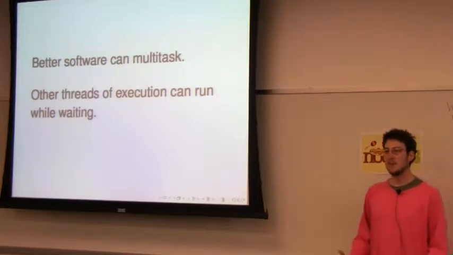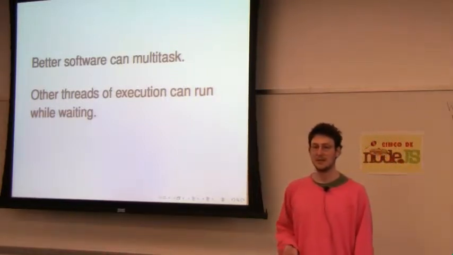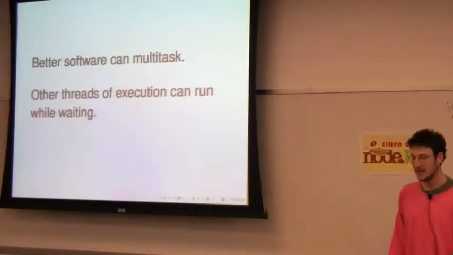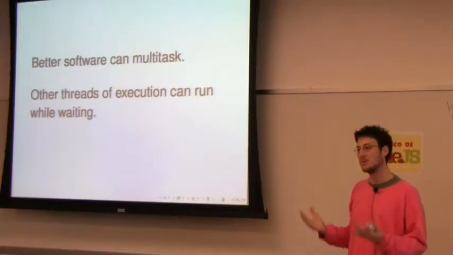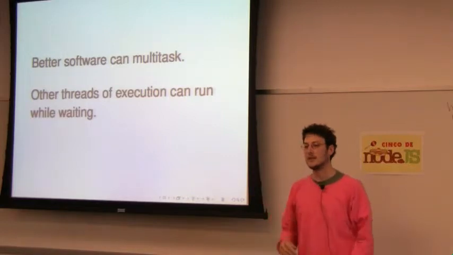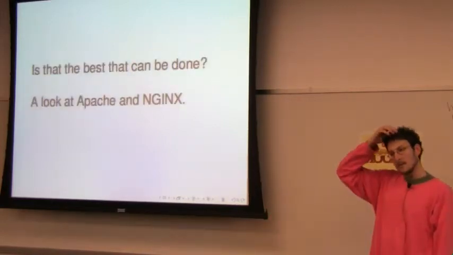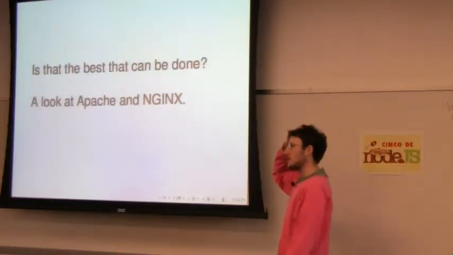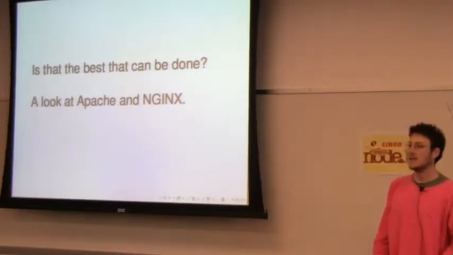Obviously, not all software blocks when you make a call to a blocking function. Better software can multitask. You can have multiple threads of execution running, and when you block on one, you switch to another one and continue. But are different threads of execution the best way to do this?